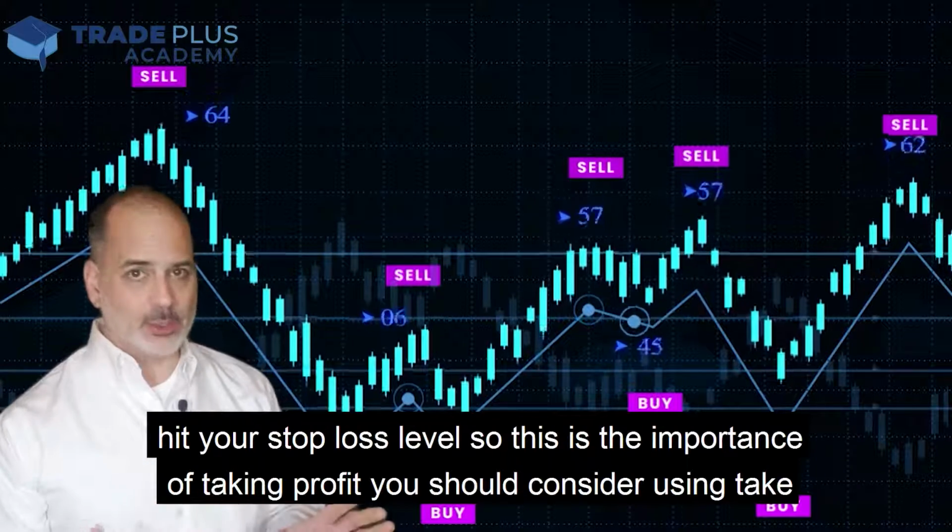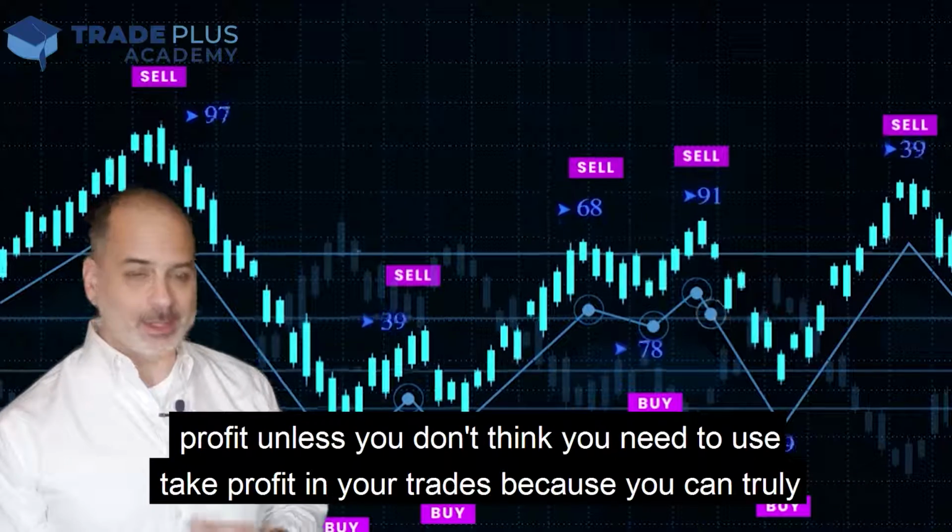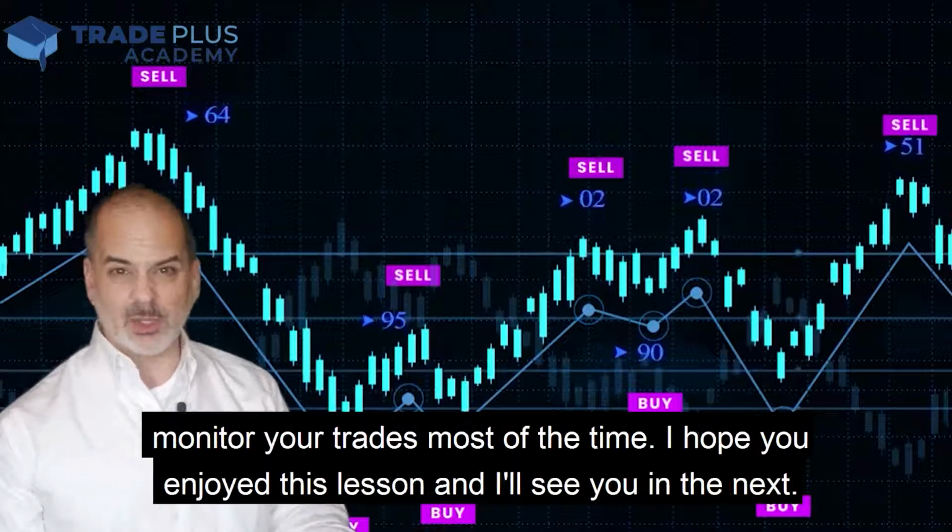You should consider using take profit unless you don't think you need to use take profit in your trades because you can truly monitor your trades most of the time.